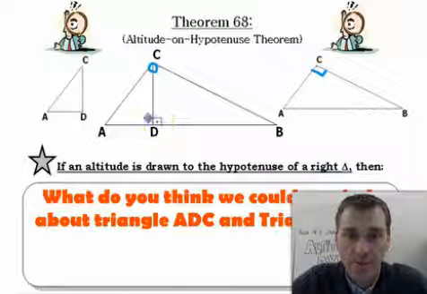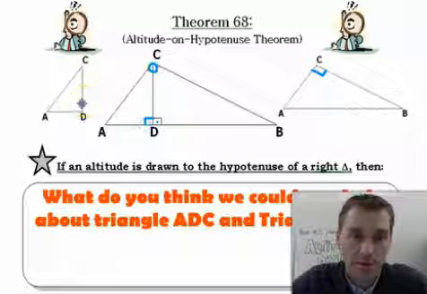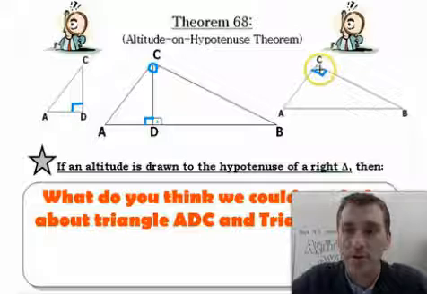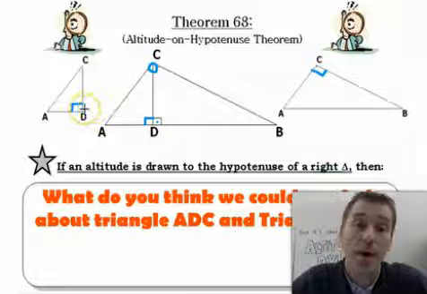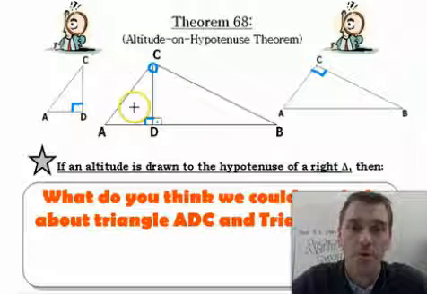This angle here is a right angle, which makes this a right angle. We know that. So that's this angle over here. So far, we've got 1 pair of angles in the triangle congruent. So we only need 1 more to prove them similar.